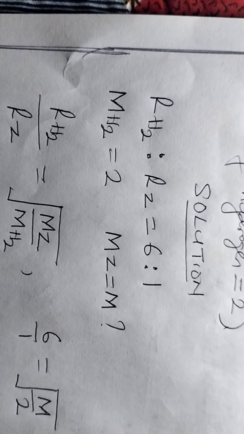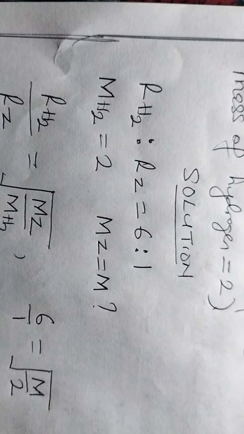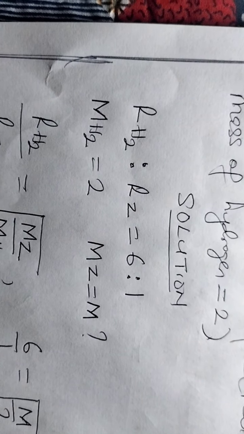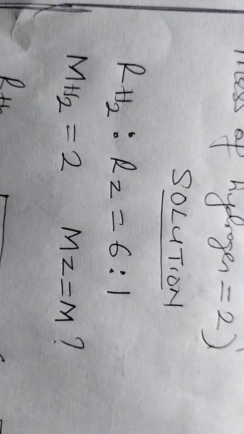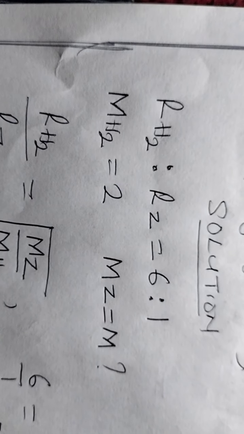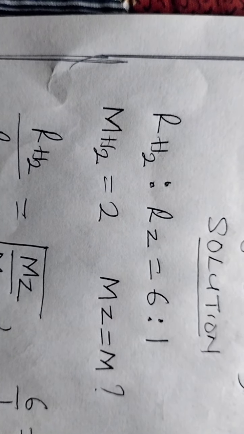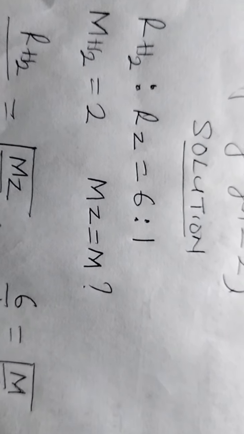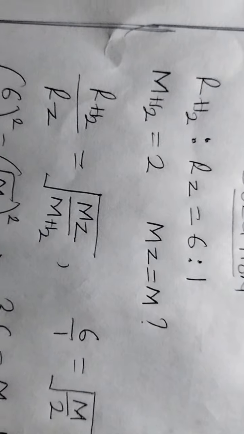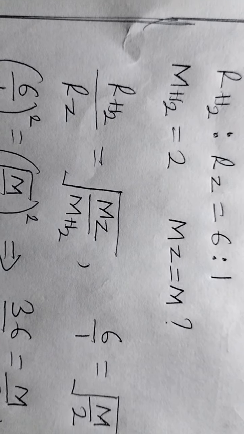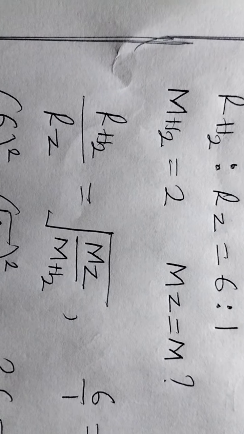So since hydrogen diffuses 6 times as fast as Z, that means the ratio of the rate of diffusion of hydrogen to gas Z is 6:1, as you can see there. The molecular mass of hydrogen is 2. The molecular mass of Z is M. That's what we're looking for. We now apply Graham's law of diffusion, where rate is inversely proportional to molecular mass.